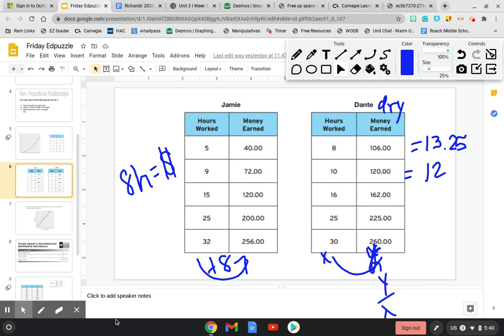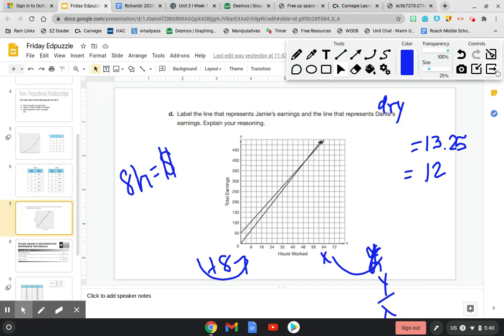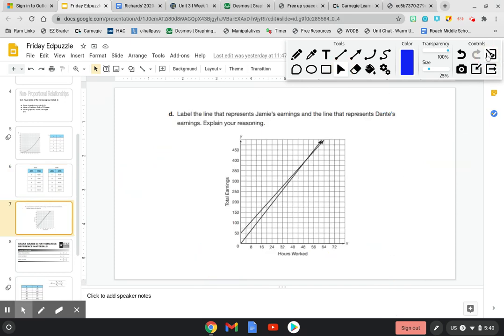So when I look at these two as graphs here, I see both of their graphs. I know whose is whose. I know Jamie's is the proportional one, so hers must pass through 0, 0, and Dante's is not proportional, so his doesn't pass through 0, 0, even though it's a straight line.